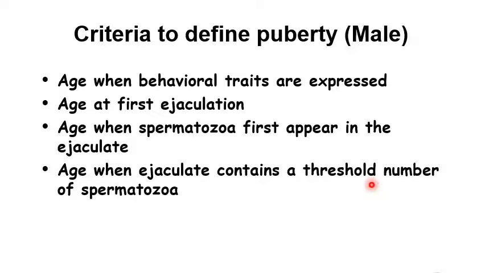the age when the ejaculate contains a threshold number of spermatozoa. This is considered to be the most valid criterion for puberty in the male, since it defines the ability to provide enough spermatozoa for successful fertilization to occur.